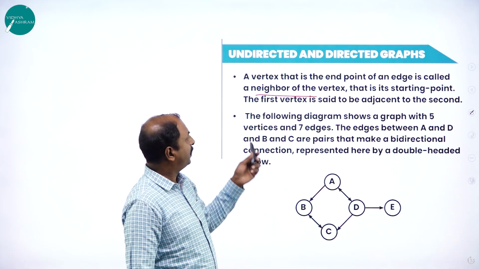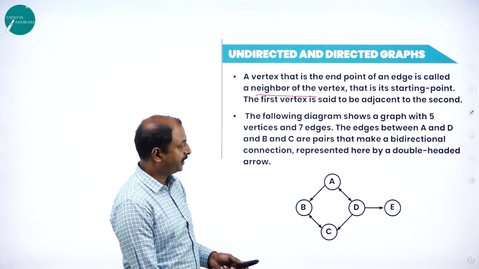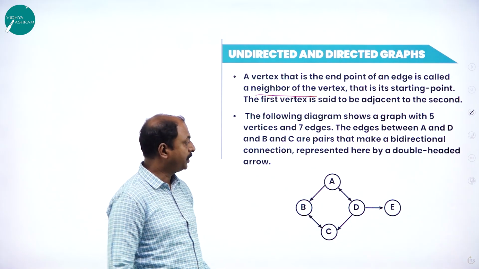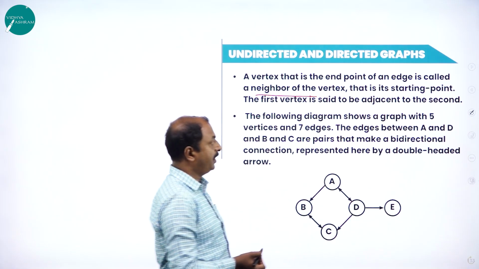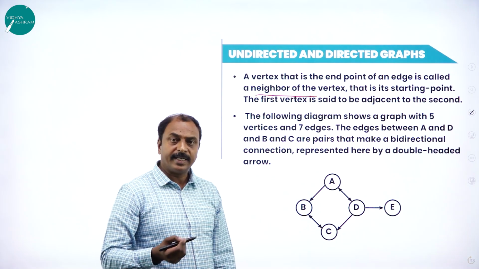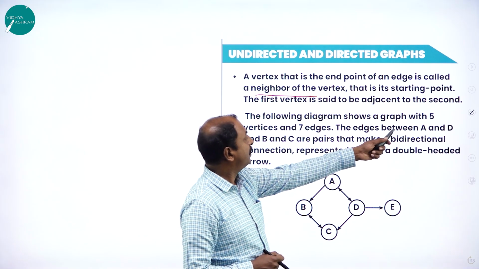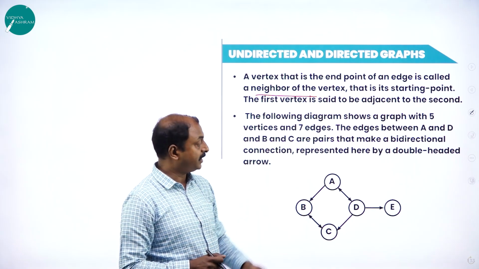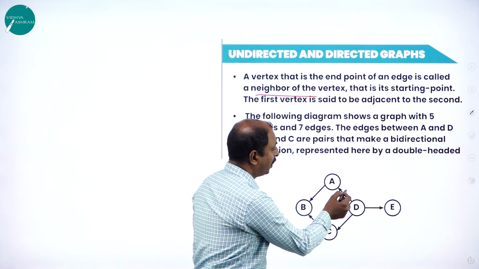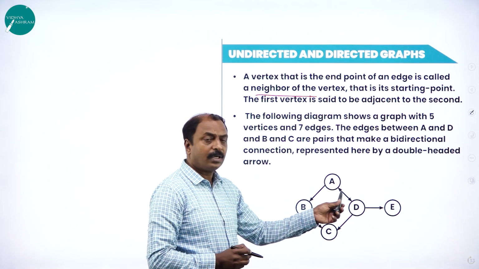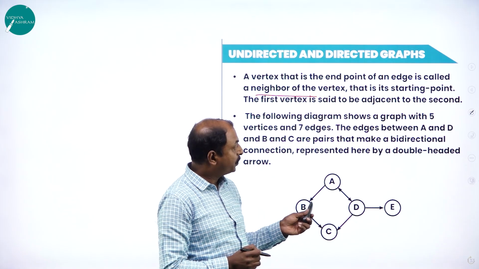Look at the example now. The following diagram shows a graph with 5 vertices. Vertices are nothing but the nodes. In this example, there are 5 vertices A, B, C, D, and E. And edges are nothing but the connectors, by which we connect different data items. Here there are 5 vertices and 7 edges. 7 edges in the sense 1, 2, 3, 4, 5, and these two are bidirectional. So there are 2 edges here, and this is also bidirectional, so we have to count it as 2 edges.